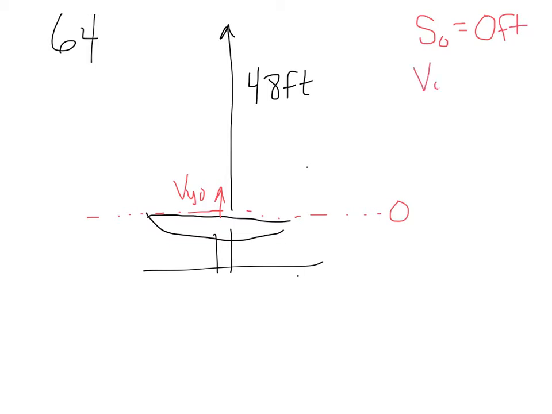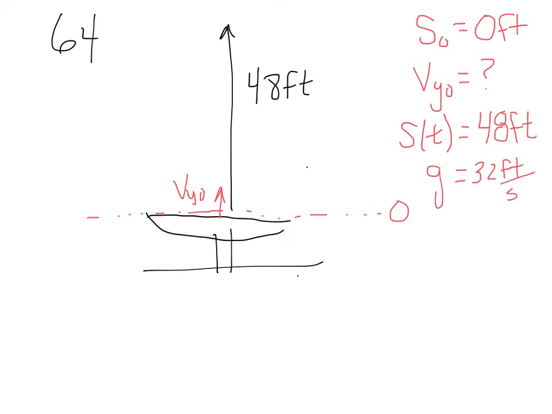And the VY initial is what we're looking for. We know that at some time t, we don't know the time, we want this to get to a maximum height of 48 feet. We're assuming this is on Earth, so g is 32 feet per second squared. Since we're looking for VY initial and we have some s's, we go back to our equation: s of t is equal to VY initial t minus 1/2 gt squared plus S0.